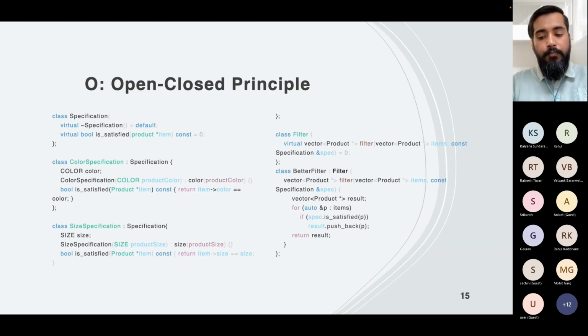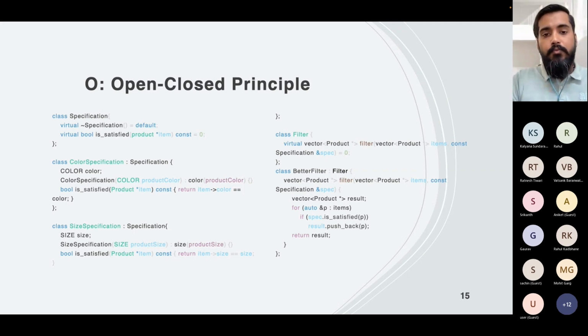If I want to filter based on color or based on size, I will derive from this. And then in my filter, there will be another abstract class for filter. So I will derive my better filter with that. And in that better filter, I will pass a vector of products. And I will also pass a specification pointer, meaning a base class pointer of my filter specification criteria. Base class pointer I will pass.